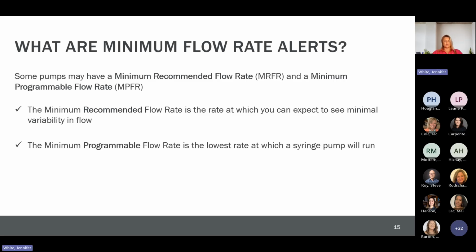Some pumps have what we call a minimum recommended flow rate and a minimum programmable flow rate. Both of these alerts are dependent on syringe size and rate. The minimum recommended flow rate is the rate at which you can expect to see minimum variability in flow. The minimum programmable flow rate is the lowest rate at which the syringe pump will run. The minimum recommended flow rate is especially important for continuous medications that are high alert, have a short half-life, and are vasoactive, all scenarios where you want that consistent flow rate.